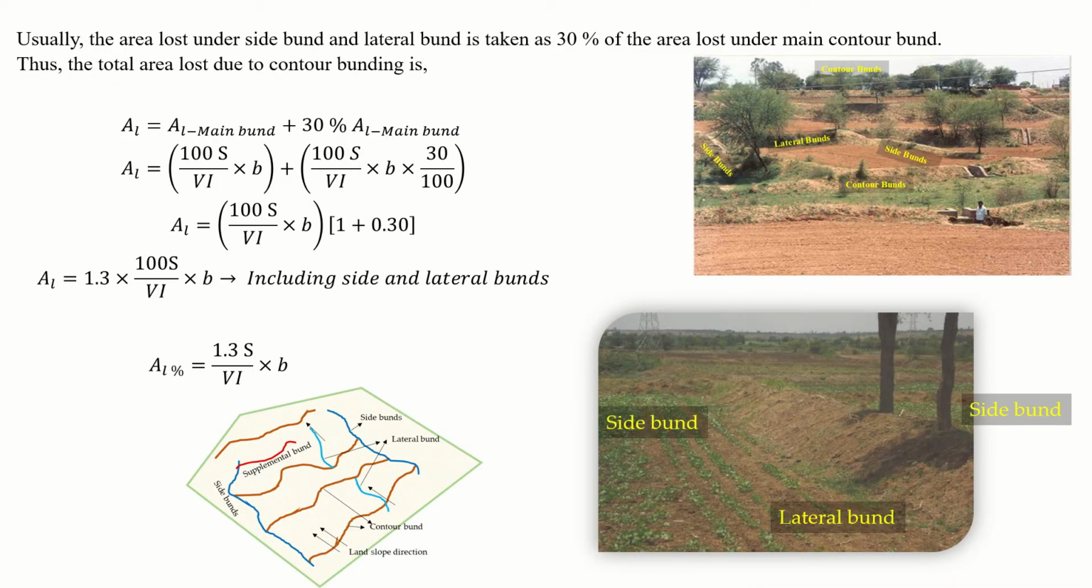That is the loss due to the main bund. Now, in the field there is not only the main bund. I just discussed the side bund, lateral bund, and marginal bund. Other supplementary bunds are also there. Let us assume this is your lateral bund, these are your side bunds, and this is your main bund. Due to the side bunds and lateral bunds, area is also lost.